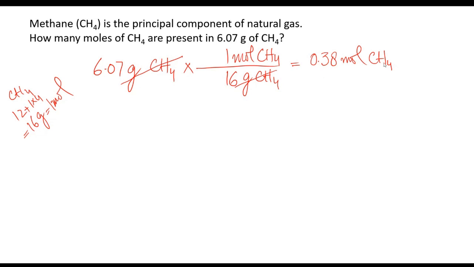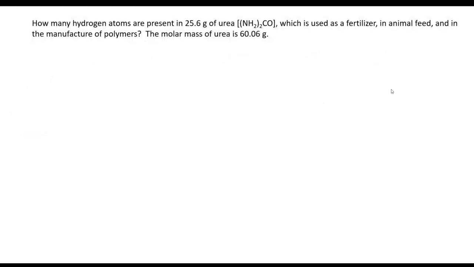Any question from your side? It's so clear. Good. Okay, let's move to the next example. How many hydrogen atoms are present in 25.6 gram of urea, which is used as a fertilizer in animal feed? All this information. So what is given?